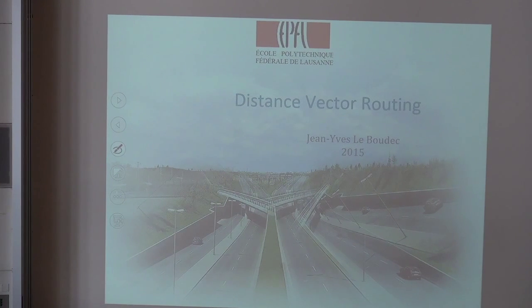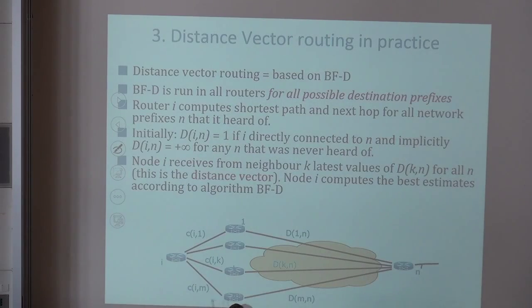Continue with the distance vector, and we'll start congestion control. Distance vector routing, we have seen, is based on Bellman-Ford, distributed Bellman-Ford, plus a few additional tricks that we will need to discuss.